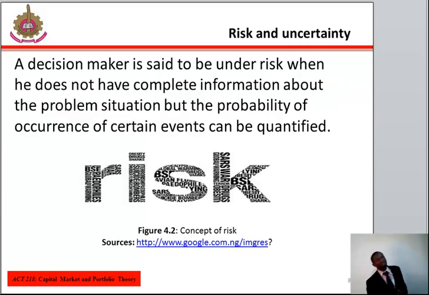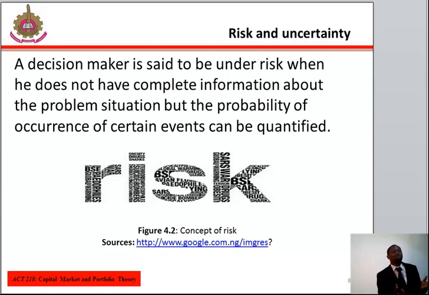Risk and uncertainty. A decision maker is said to be under risk when he does not have complete information about the problem situation, but the probability of occurrence of certain events can be quantified. The term risk is used to describe an option where the outcome is not known with certainty in advance, but the probability of its occurring ranges from 0 to 1. This is shown as 0 less than P of X, that is the probability of X, which is less than 1.